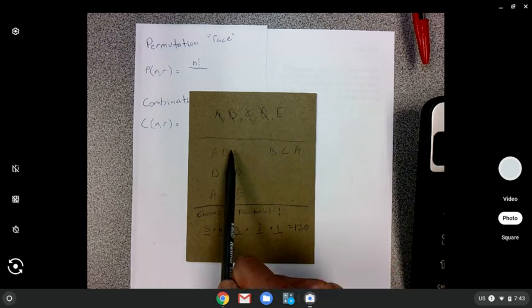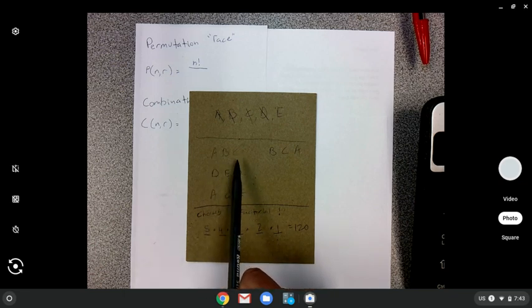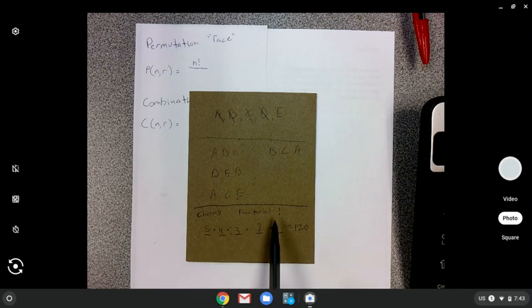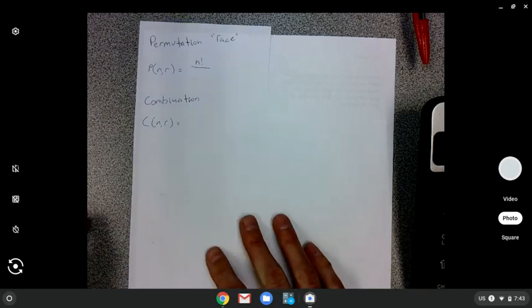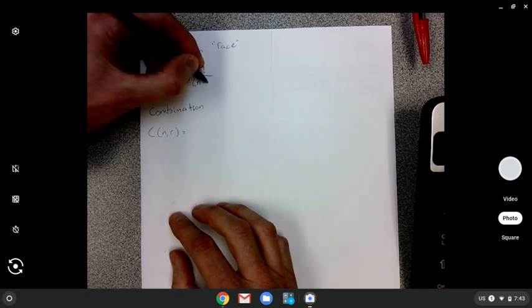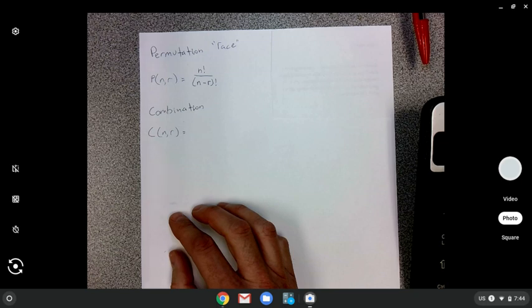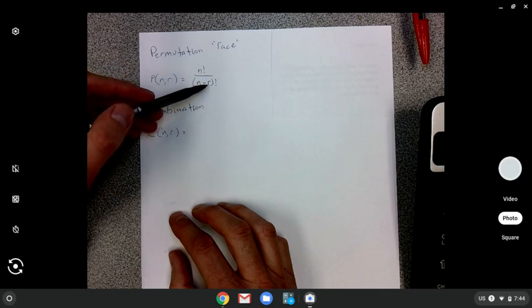The permutation only asks about a certain subset, only first, second, third, because those are the only places that matter. But that's the difference between factorial and permutation. So going back to the real notes, permutation is n factorial, and I'll explain what that n means in a second, divided by n minus r factorial. N is the total number of options you have. R is which ones you're choosing. It's the size of the subset.